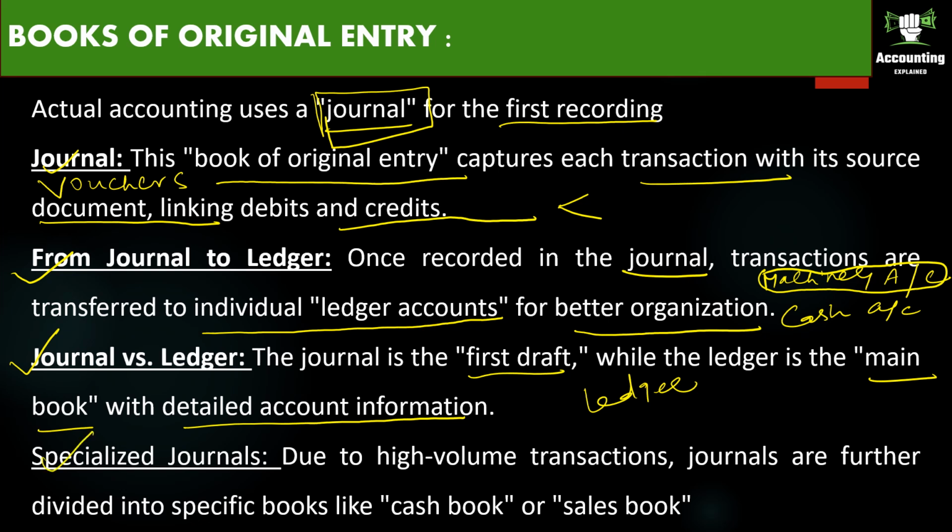Specialized journals. Due to high volume transactions, think about a small business. Even a small business has 10 to 20 transactions in a day. When we go to a business with high volume, the transactions will also be high volume. So journals are further divided into specific books like cash book or sales book.